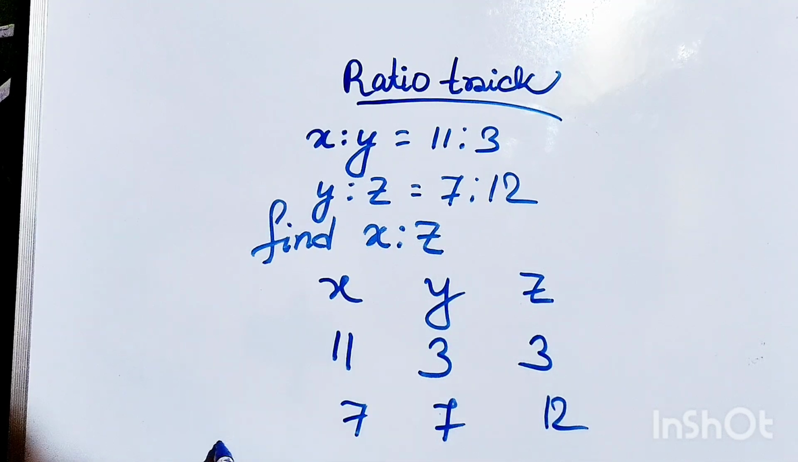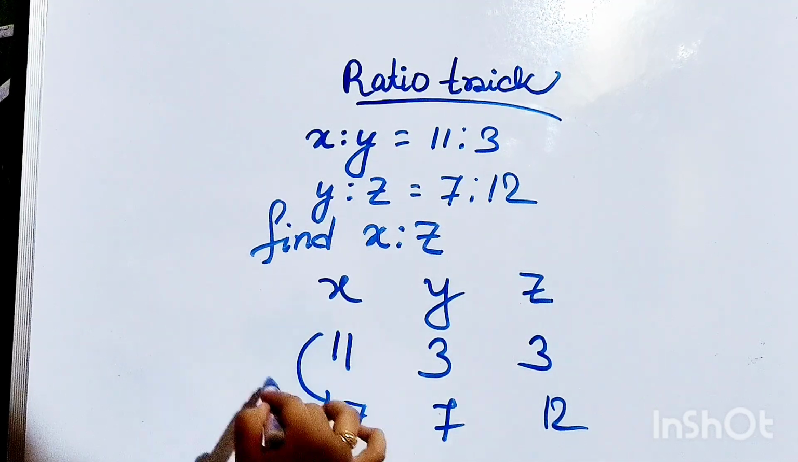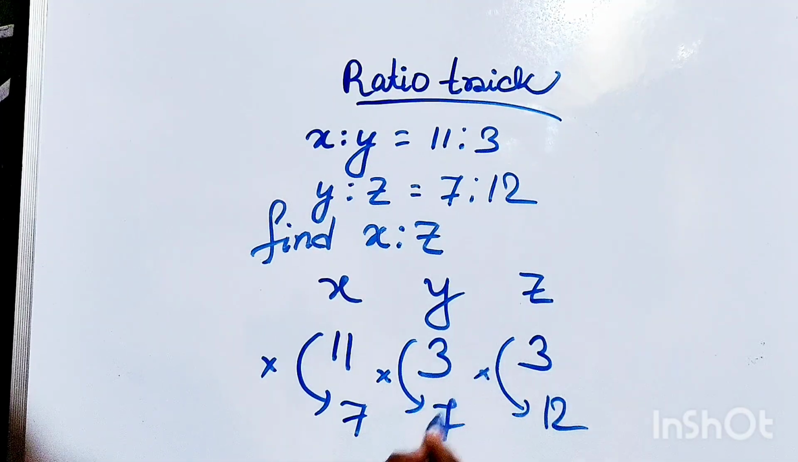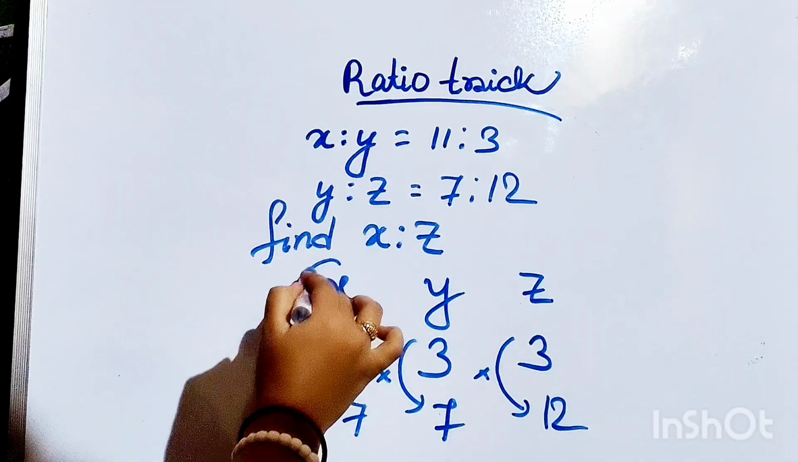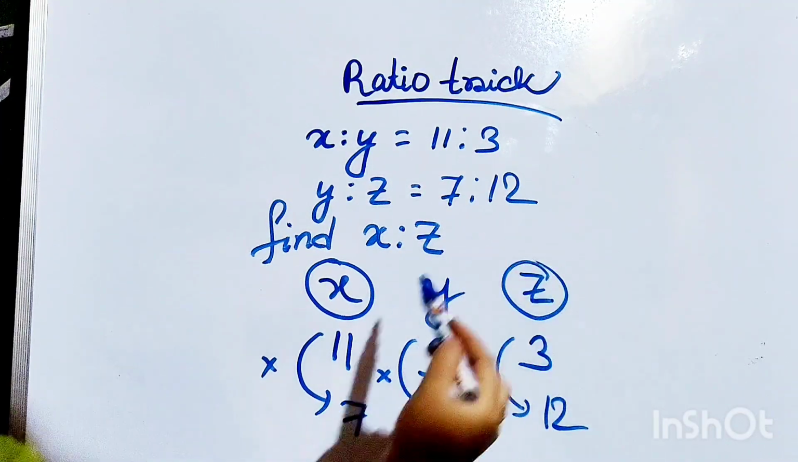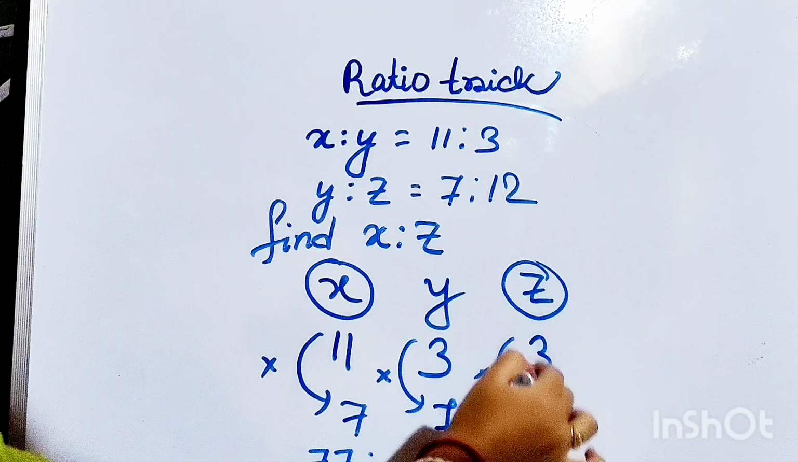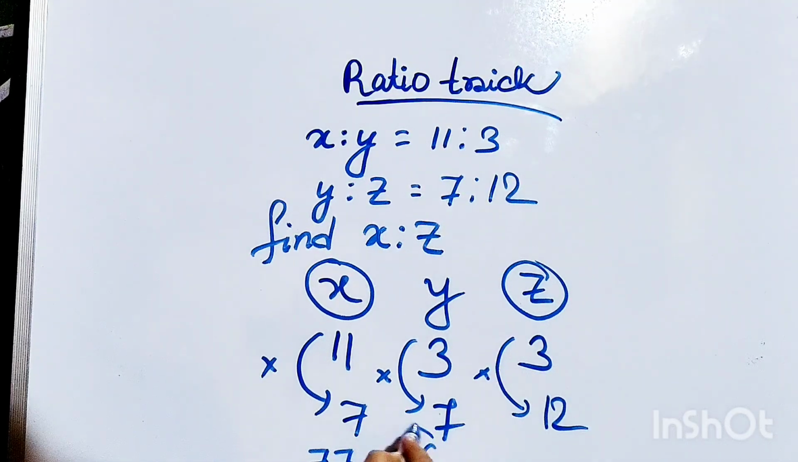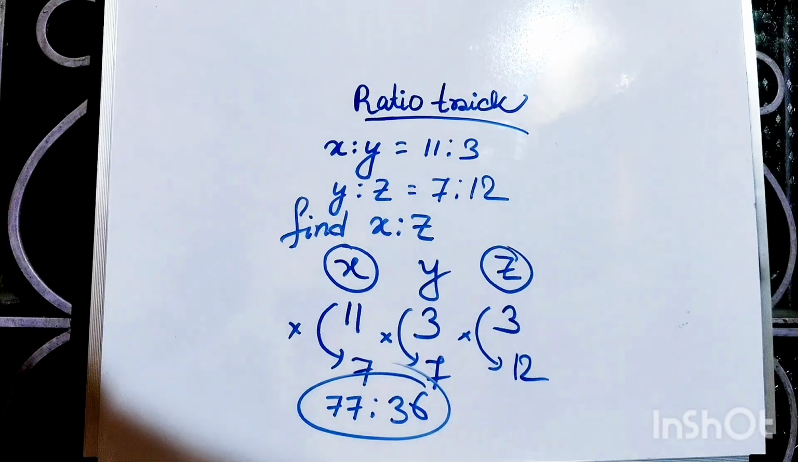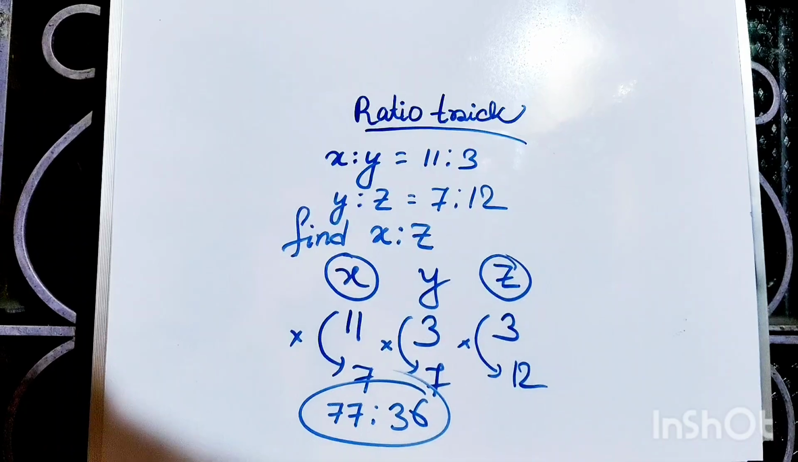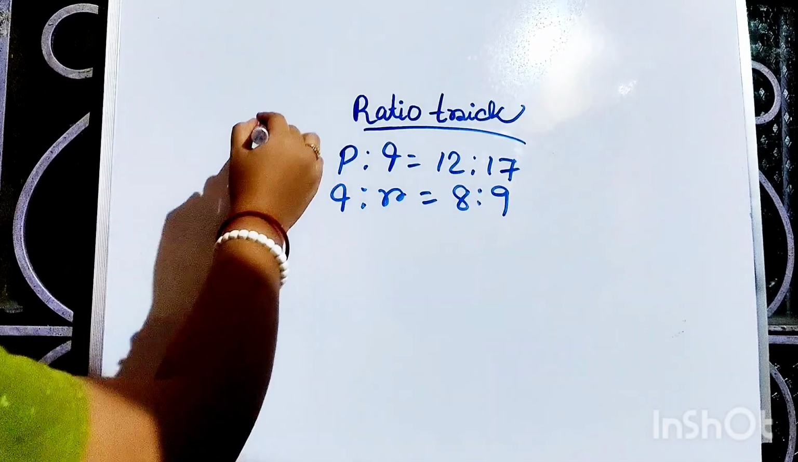Now fill up the blank at the Z place with 3 as 3 is present on its left side, and the blank space of the second row fill up with 7 as 7 is present on the right side. Now multiply all the values, but no need to multiply the value of Y as we want only the value of X is to Z. So 11 into 7 equals 77 and 3 into 12 equals 36. So 77 is to 36, that will be the final answer.